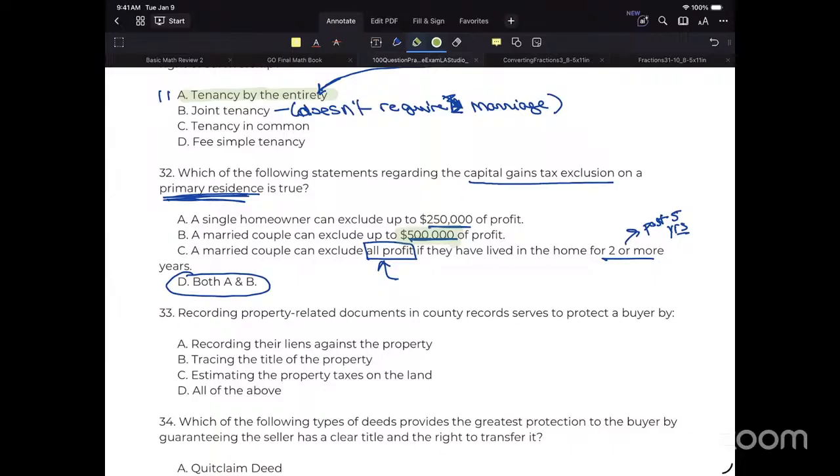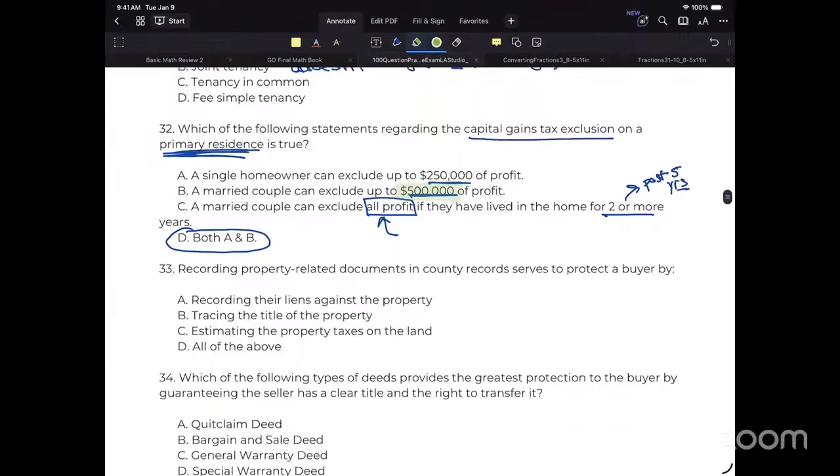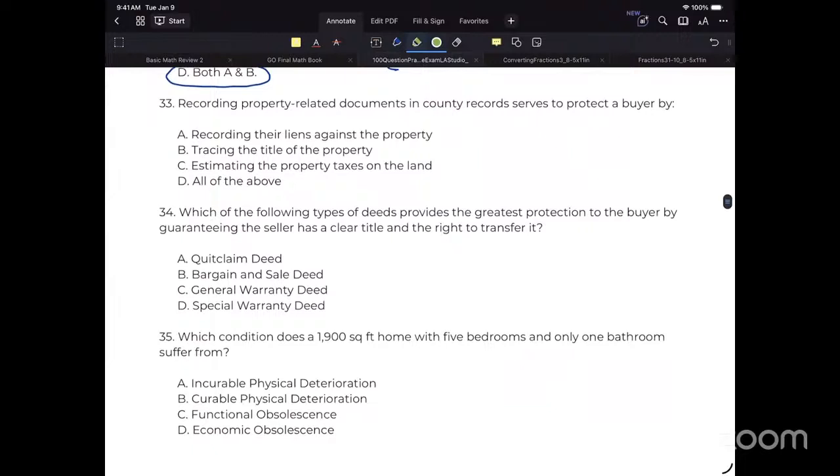Thank you. No problem. Okay, 33. Recording property-related documents in county records serves to protect a buyer by how? If I were to rephrase that, the question is, why do buyers record documents relating to this transaction? Is it A, recording their liens against the property? B, tracing the title of the property? C, estimating the property taxes on the land? And D, all of the above.